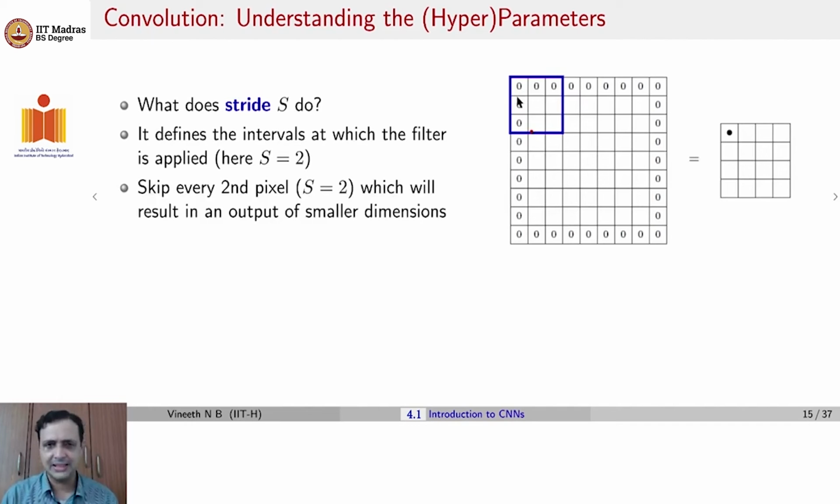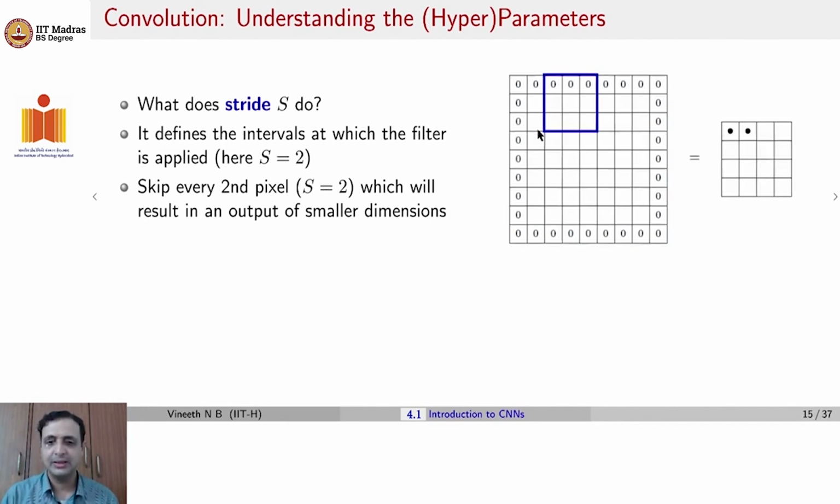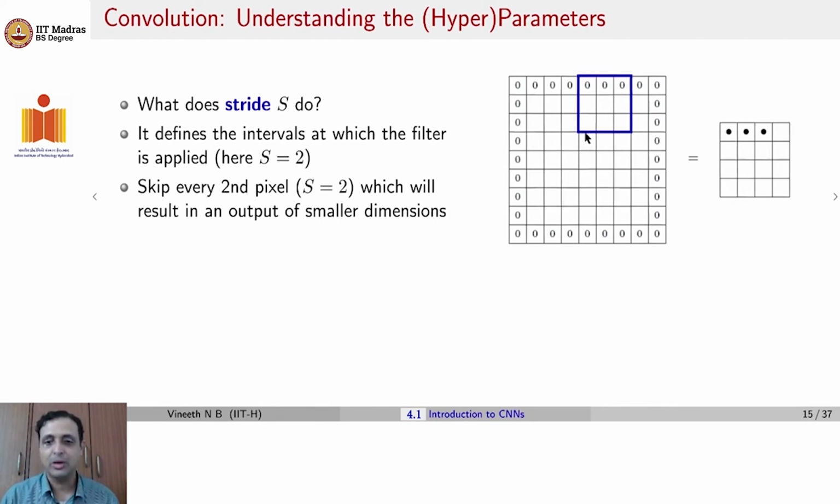In this example, S is equal to 2 or stride is equal to 2. So you can see here that when you took your first 3x3 window and the next 3x3 window, you skipped one step in between and then went forward. And let's see these skips a bit more carefully. You can see those skips again. It's not only along the columns, it's also along the rows. You also skip pixels along the rows. The stride happens in both directions.